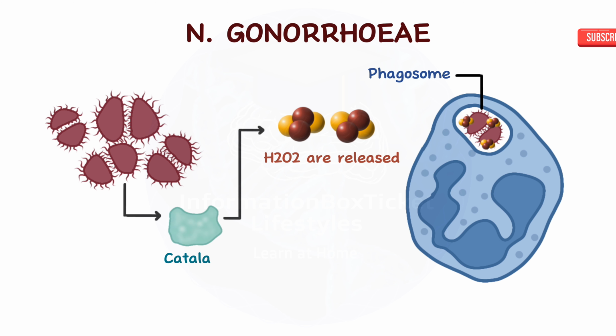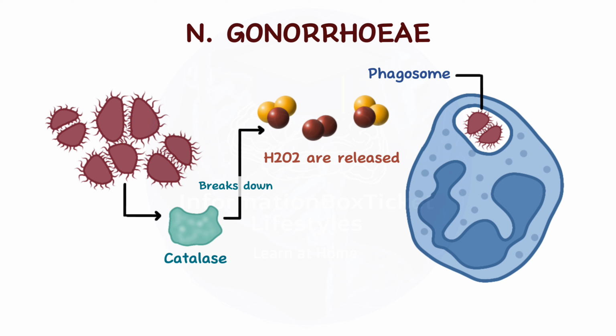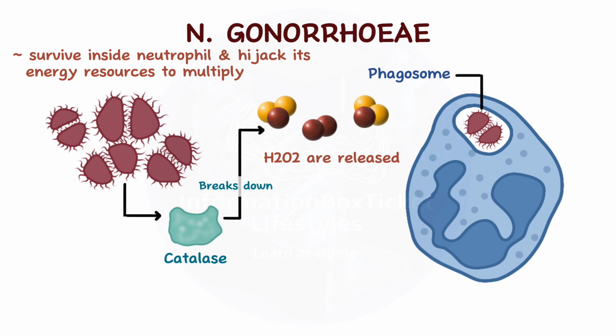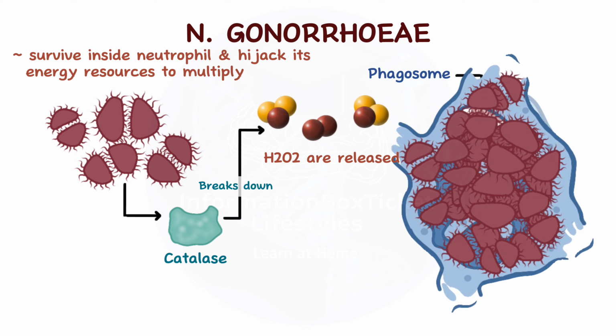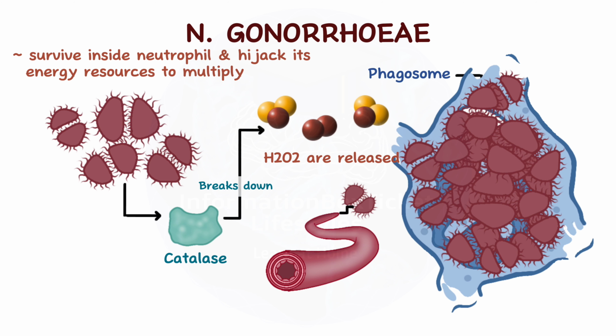However, N. gonorrhoeae produces catalase, an enzyme that breaks down H2O2. Unfortunately, this gives N. gonorrhoeae the upper hand, allowing it to survive inside the neutrophil and hijack its energy resources to multiply. Eventually, the neutrophil becomes overloaded, bursts open, and releases a large number of bacteria into the bloodstream, a condition known as gonococcemia.